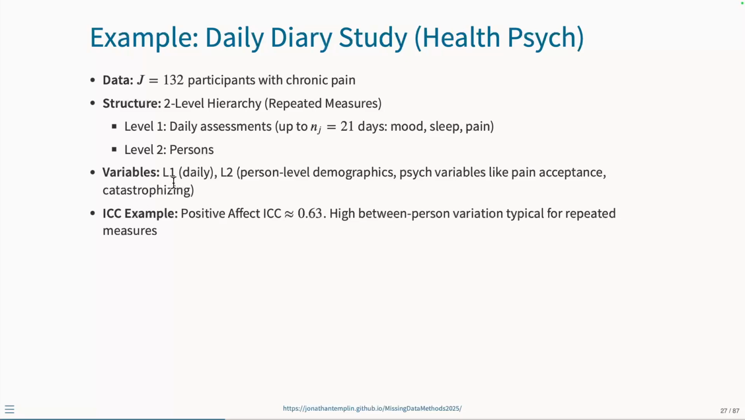And so our variables at level one are all the daily assessments, and level two are the person level demographics and psych variables like pain acceptance and catastrophizing, which is what I tend to do when I talk about multi-level and smushing. It's a catastrophe. Maybe not in the same sense as pain, but never mind. I'm trying. Here, the positive affect intraclass correlation is 0.63. It's a pretty big intraclass correlation, but fits with lots of multi-level designs. That's a number that we would normally see, mainly because observations from the same person in very proximal amounts of time tend to be highly correlated, right? So that works.